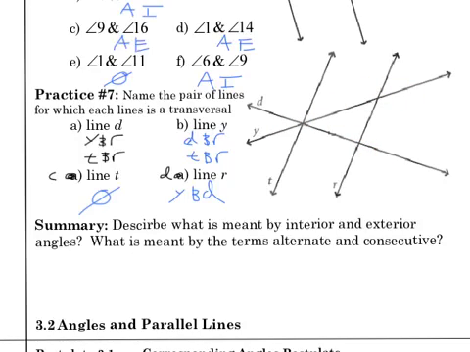All right, for your summary, I just want you guys to describe what is interior, exterior, alternate, or consecutive. And remember, another word for consecutive is same side.